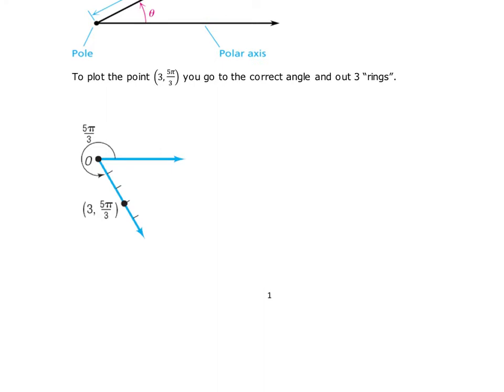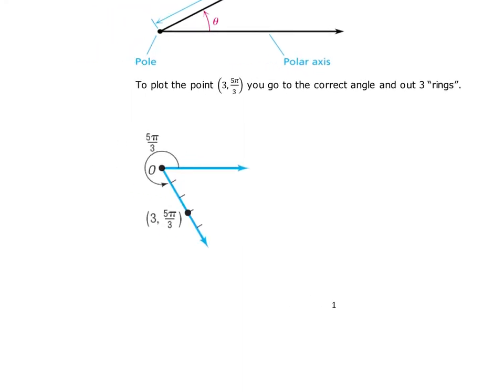Now, if you look at a polar graph, you have all of these rings, this being my first ring, this being my second ring, and this would be my third ring. Instead of going so far in the x and so far in the y, you go out so many rings and then a rotation.